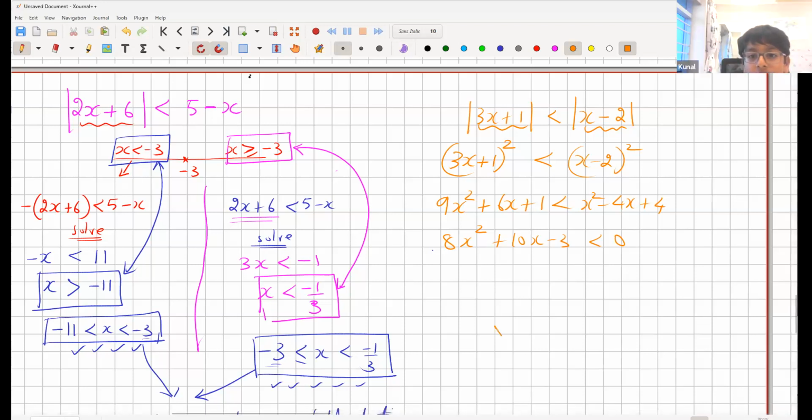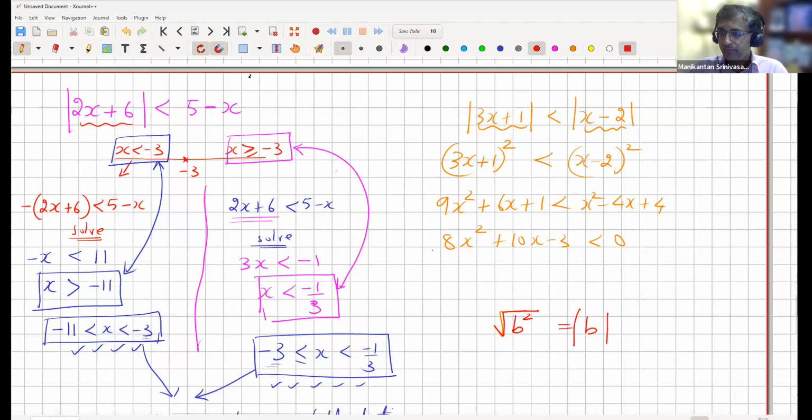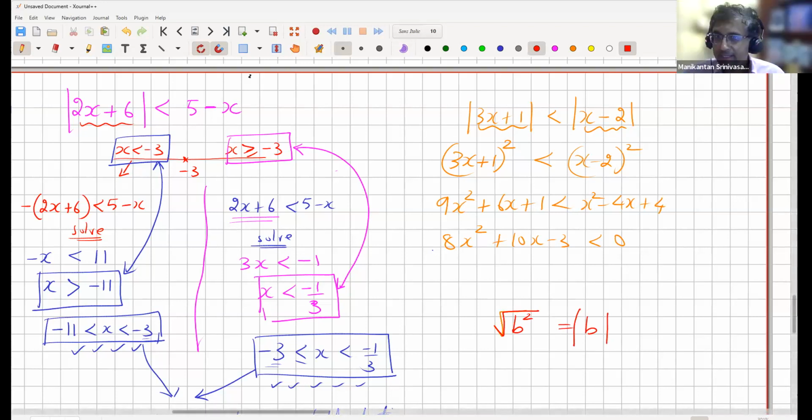In other words, forget this problem. If someone asks you what is the square root of b square, it is not b. It is b if b is positive. It's minus b if b is negative. So the square root of b square is technically the absolute value of b. Does it make sense? So if I take the square root, the square root of 3x plus 1 whole square is the absolute value of 3x plus 1. It's not 3x plus 1. Then we are back to the same challenge. Makes sense?